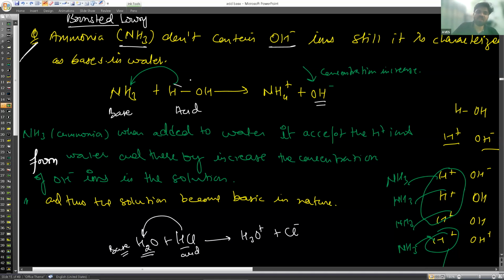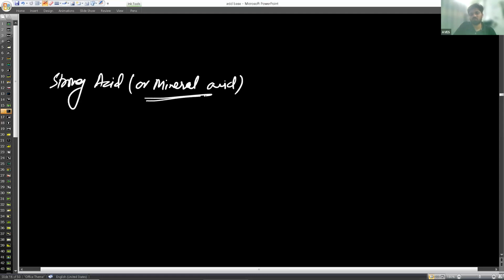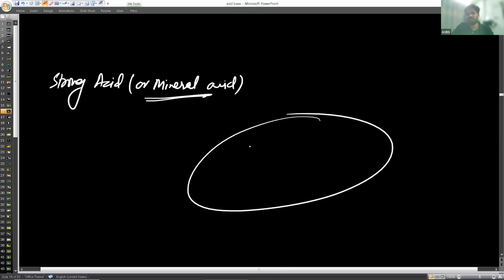Okay, now moving towards the strong acid and strong base. What are strong acids? Strong acids are mineral acids. Those acids which, when added to water, dissociate their H plus ions completely are called strong acids. For example, you have HCl. If you add 100 molecules of HCl, then all of them are going to give you H positive and Cl minus ions.